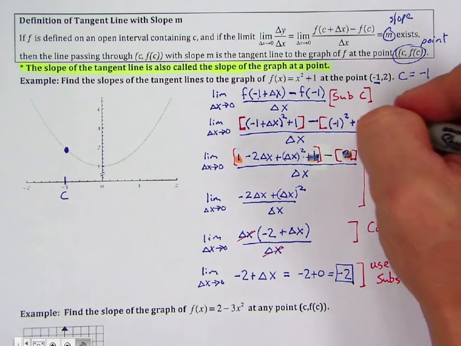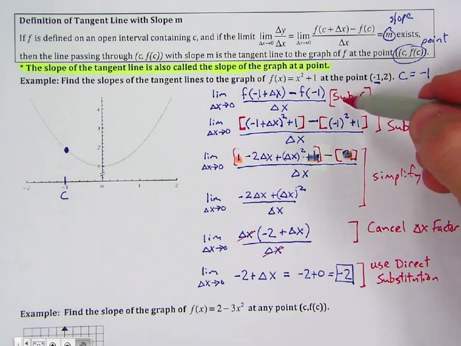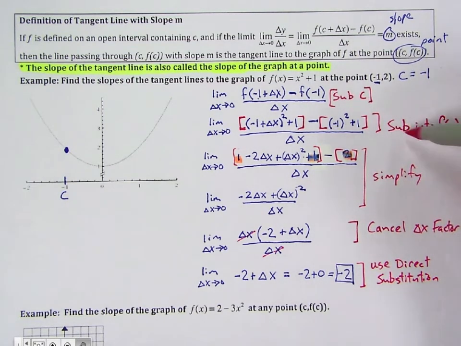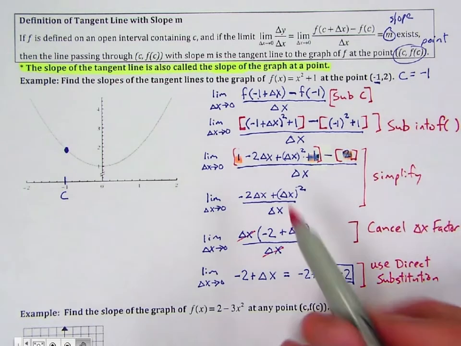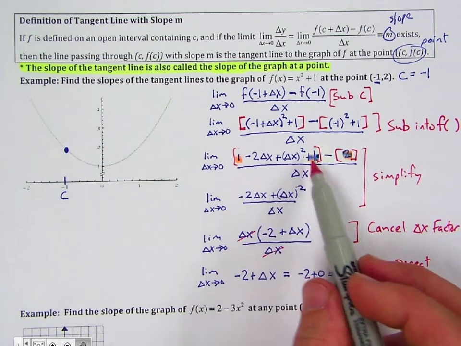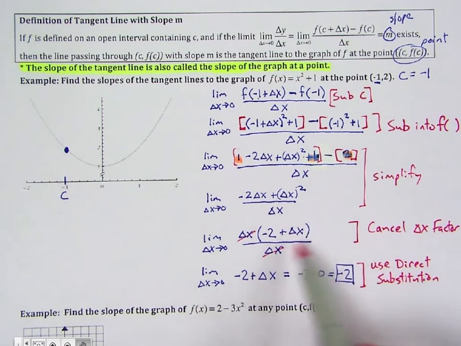All right, so you definitely want to look at these steps here. You've got to substitute in your c. You're going to sub everything into your function f. Then you're going to simplify everything, so actually working out some of this. Then you're going to factor out a delta x and cancel it, and then you're going to use direct substitution.